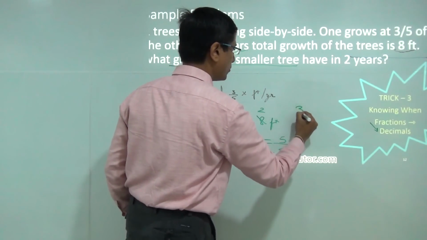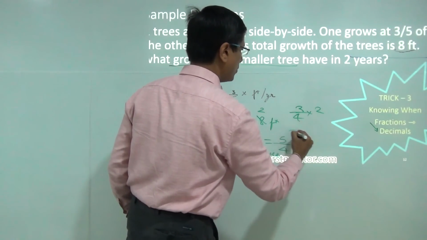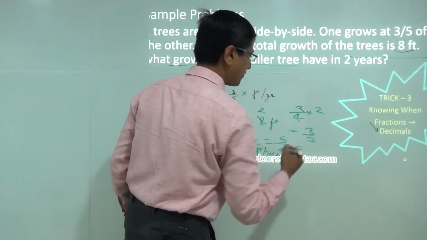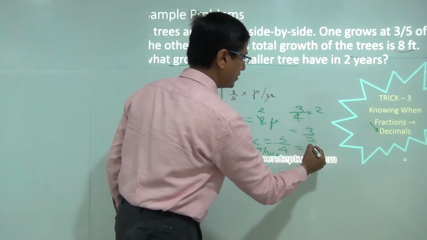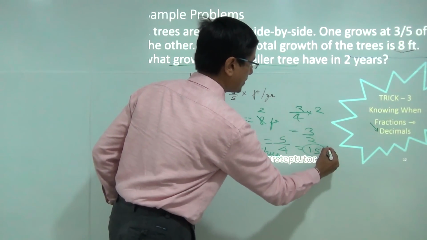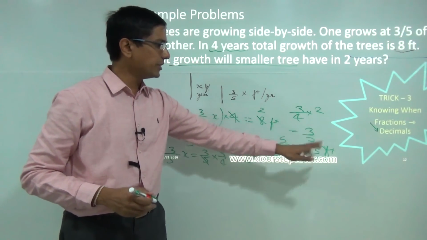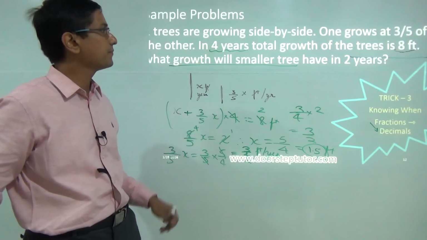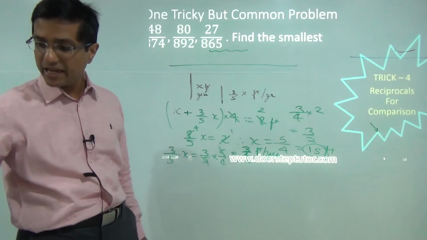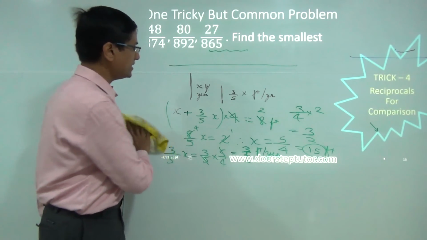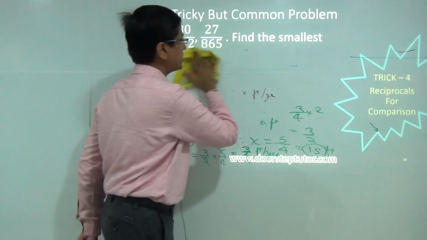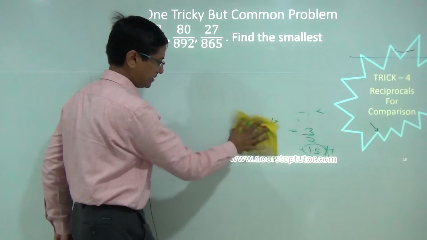So in 2 years, the growth would be 3 by 4 into 2, which is equal to 3 by 2. And finally, I can convert this to 1.5 feet. So this is the growth in 2 years, and this is our answer. So the idea is to take your fractions and solve using fractions as long as you can.